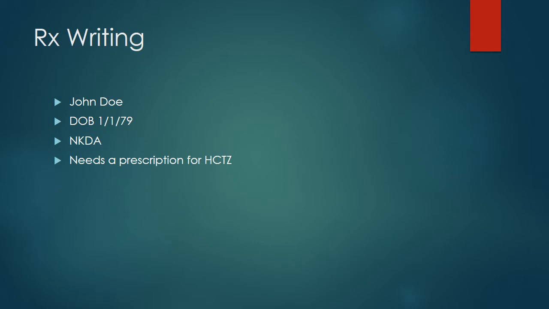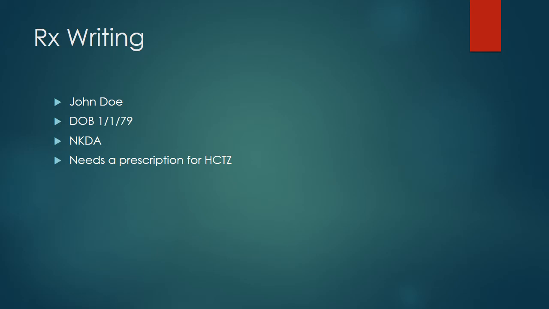Okay, so John Doe has a date of birth of 1/1/79. Should you include date of birth on prescriptions? Yeah. You should, as a general practice, because there's probably a lot of John Does out there, right? Also, if you include their address, that is very useful as well, because then we can cross-reference that. Okay, so we've got date of birth on here.